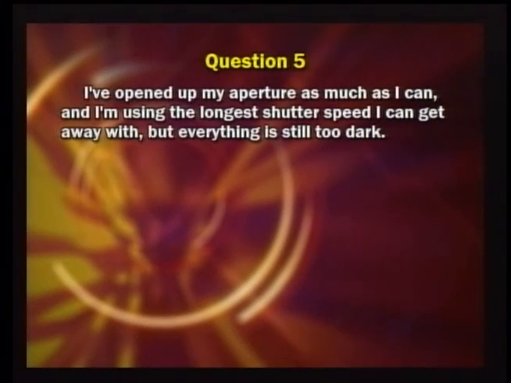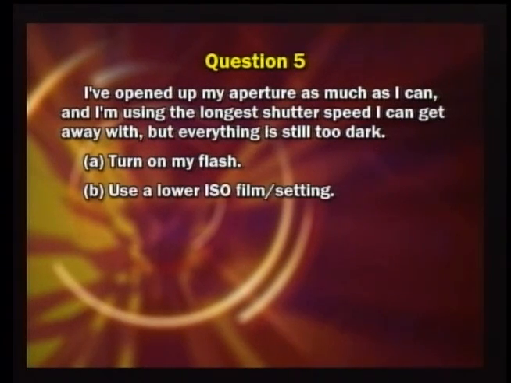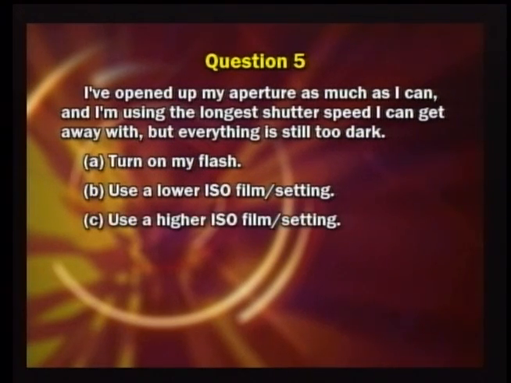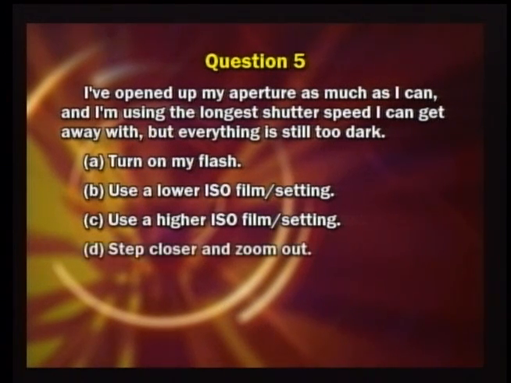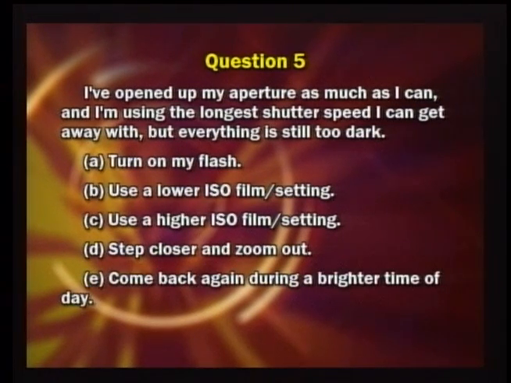And there's 6 questions, so. All right, I've opened my aperture as much as I can, and I'm using the longest shutter speed I can get away with, but everything is still too dark. What can I do? A, turn on my flash. Got a lot of flash answers here, don't we? B, use a lower ISO film setting. Answer C, use a higher ISO film setting. Answer D, step closer and zoom out. And answer E, come back again during a brighter time of day.